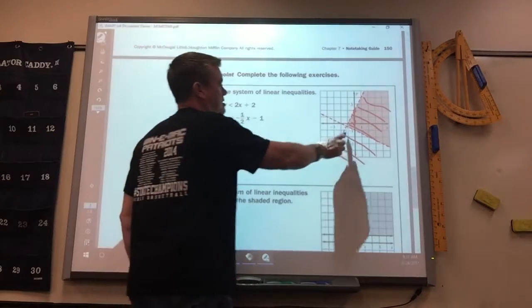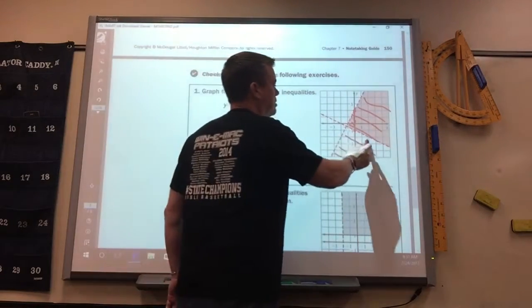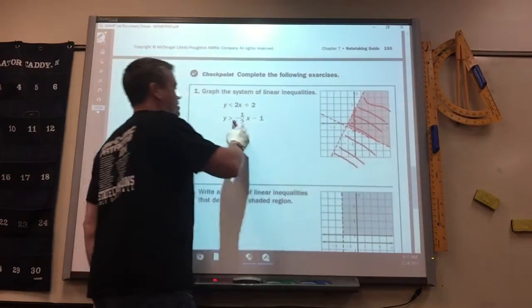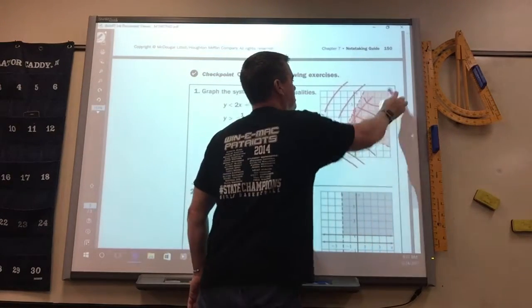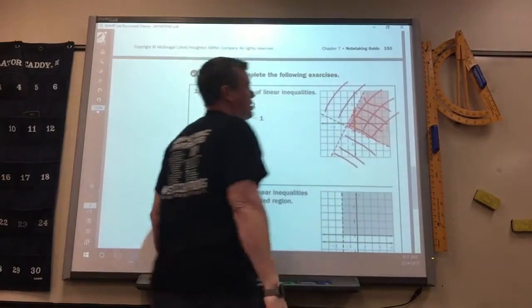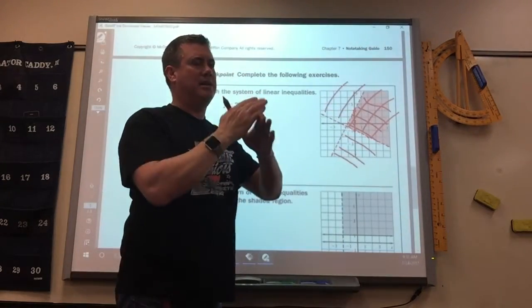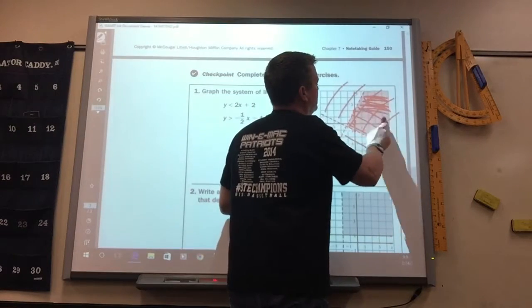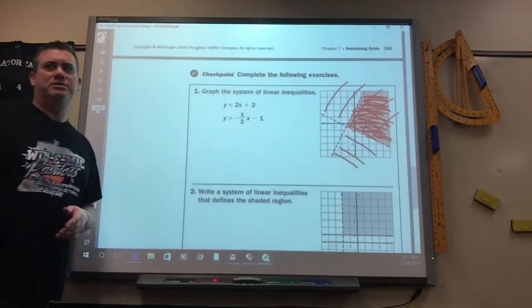Then with this one, crosses at -1, go down 1 over 2, dotted line. And y is greater than, so it's everything above. So if you just use a pencil, if you put the lines on different angles, you can see where they cross. So then just go back in and shade in like that, where the double region is.